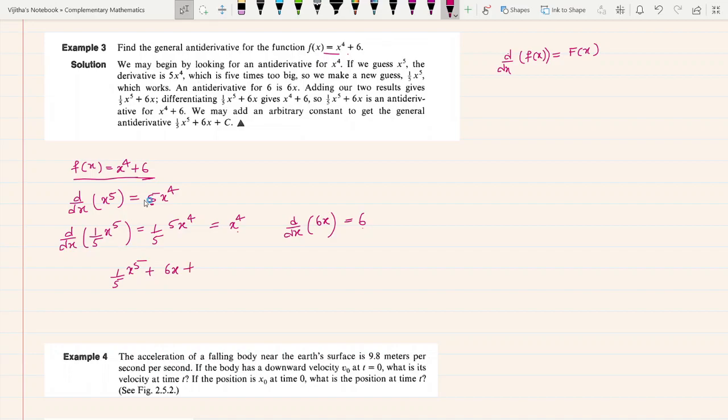Plus we have seen that the antiderivative is not unique. So plus c, where c is the constant. So the general antiderivative of the function x raised to 4 plus 6 is 1 by 5 x raised to 5 plus 6x plus c. So I hope this is clear. Now we will move on to the next example.